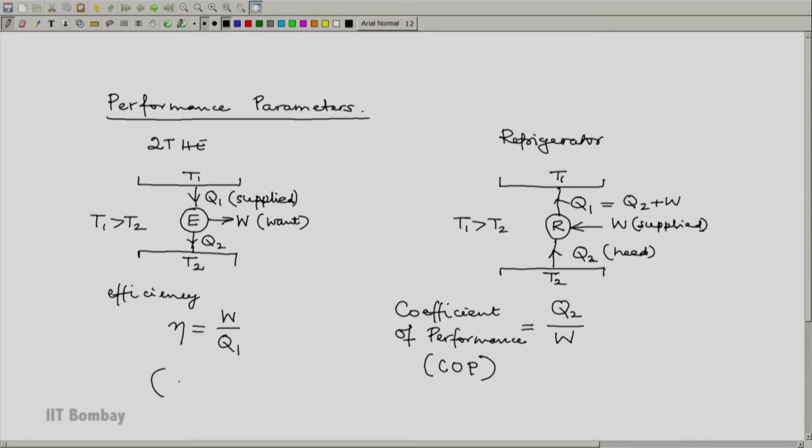Again you will notice that the Kelvin-Planck statement of the second law dictates that this efficiency can never be 1, it has to be less than 1. Similarly, we know that here W cannot be 0, so the COP has to be a finite number. Now the second law limits, efficiency less than 1, COP a finite number, are qualitative.